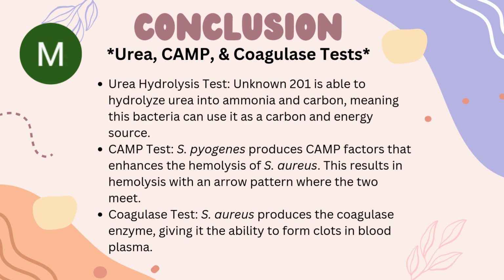For our CAMP test, we saw how S. pyogenes is able to produce CAMP factors that enhance the hemolysis of S. aureus. This results in hemolysis with an arrow pattern where the two bacteria meet. For our coagulase test, our conclusion was that S. aureus is able to produce a coagulase enzyme, which is why it's able to form clots in blood plasma.